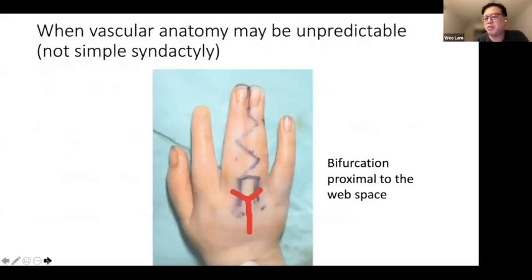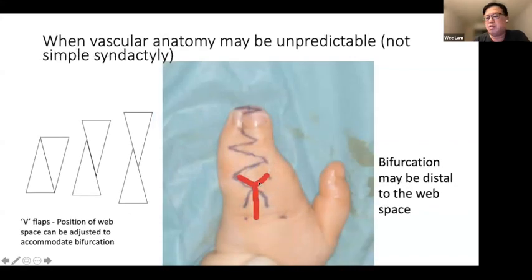So just to mention about the vascular anatomy, usually the bifurcation is proximal to the web space. So I know I can dissect all the way down to the web space, and the dorsal rectangular flap or any other flap design between the MCP joint and the PIP joint should be able to cover the web space reliably. In a condition like this, the bifurcation may be distal to the web space, and obviously you can clamp one and see what happens.